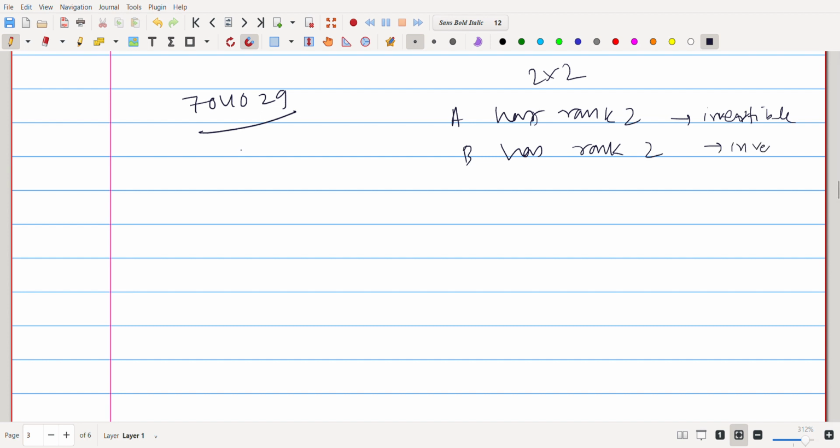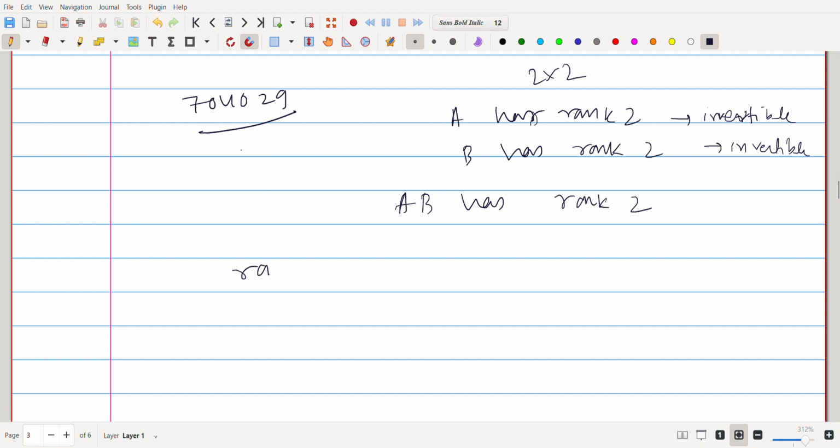Invertible. That means their determinant is non-zero. So AB is also invertible. So AB has full rank. That means AB has rank 2. Product of two 3 by 3 real matrices of rank 2 is at most rank 2.